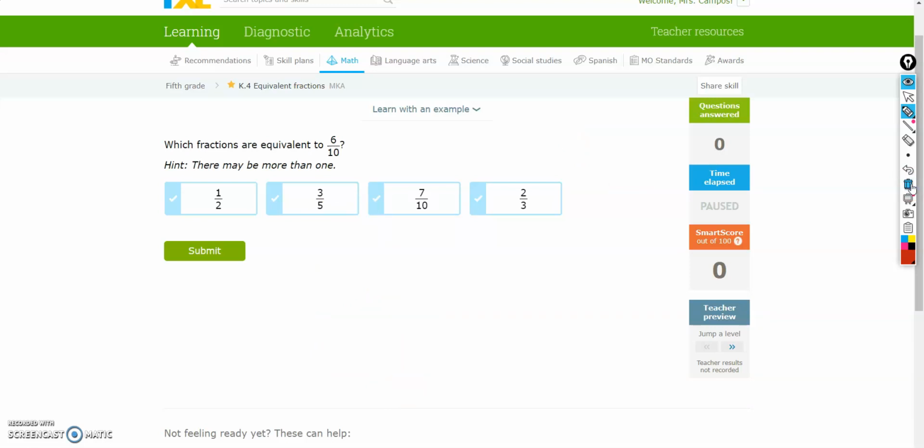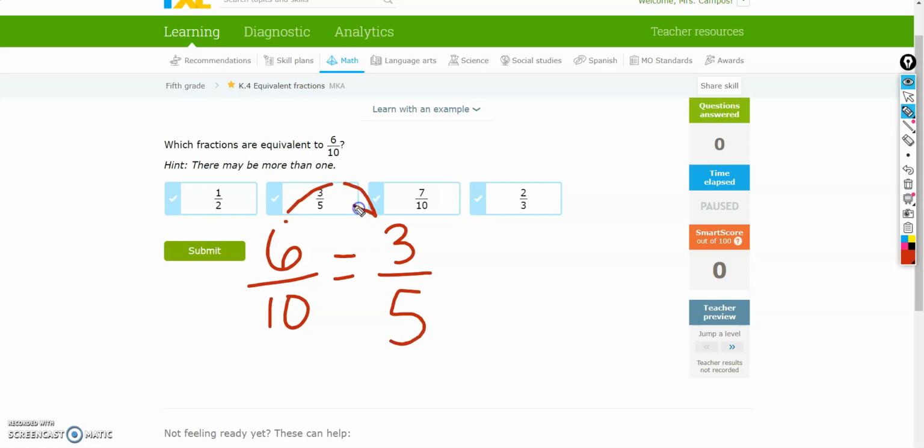Now we're going to do 6/10 and 3/5. How do I get a 6 to become a 3? I can divide by 2. If I do it to the top, I have to be able to do it to the bottom. 10 divided by 2, does that equal 5? It does, so that one does work.